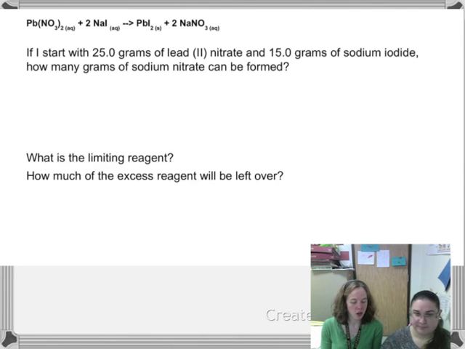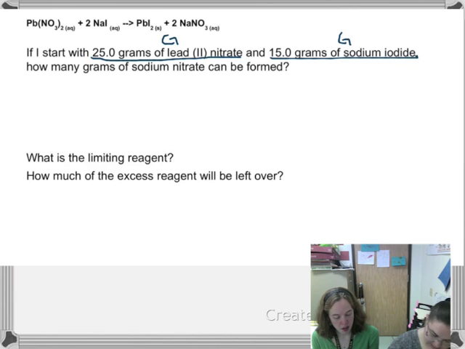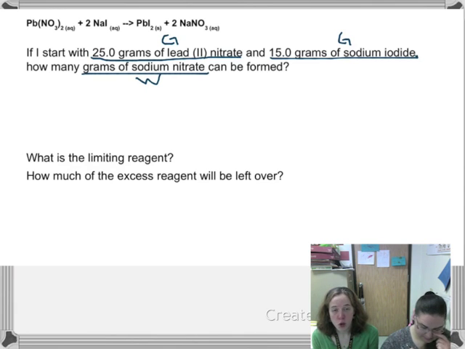If I start with 25 grams of lead 2 nitrate and 15 grams of sodium iodide, I want to know how many grams of sodium nitrate I can make. Okay, so I'm going to have 2 givens on this one. So this is a given, and this is a given, but I only have 1 wanted. So they're both going to go to the same place. So we're just going to set up 2 sets of tracks and do it twice. It'll be okay.